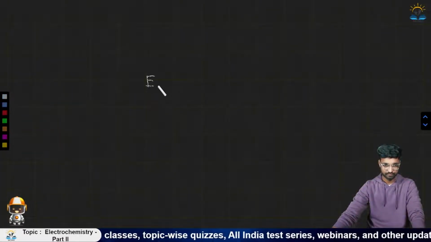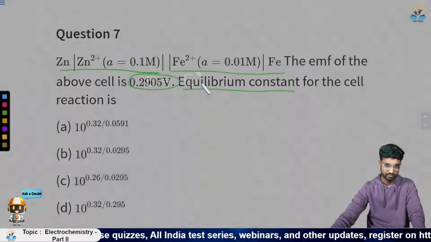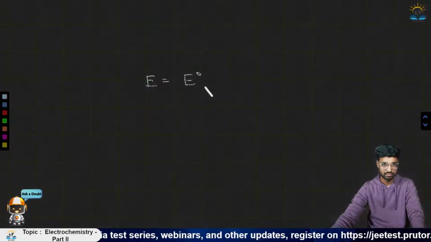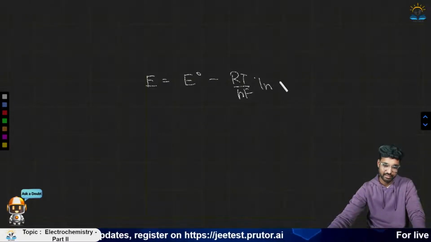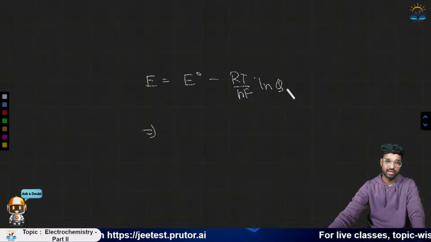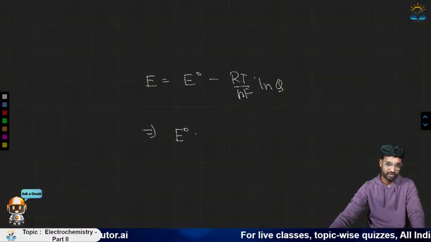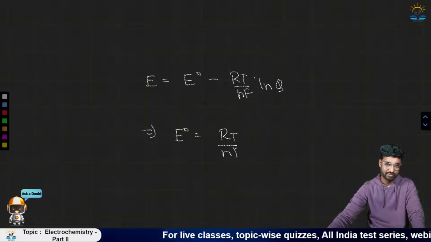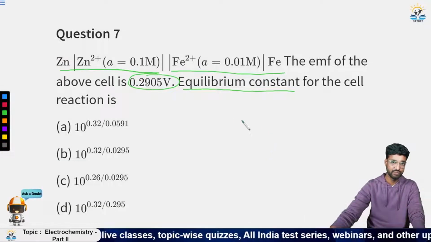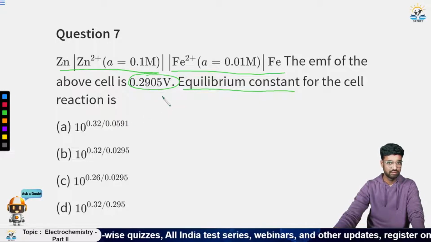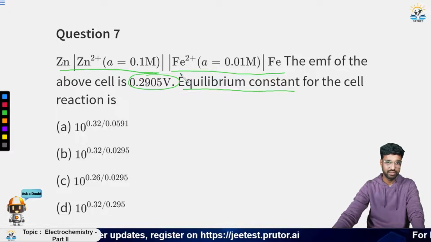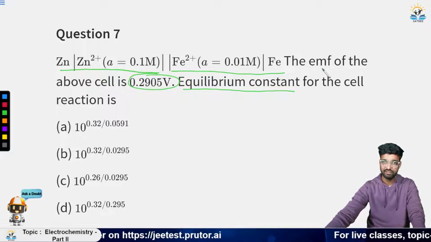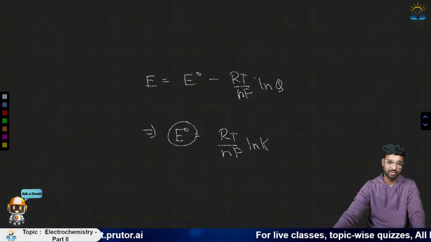So we know the Nernst equation: E equals E naught minus RT by nF ln Q. So we have to find at equilibrium, so this equation will become E naught equals RT by nF ln K. Now the thing I have to mention here is that we do not have the value of E naught here, and we have the value of EMF.